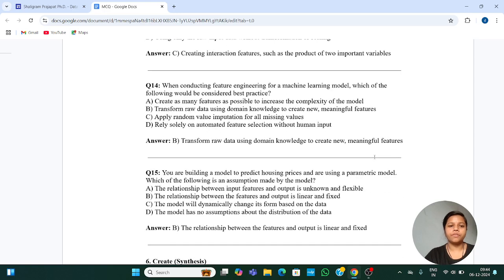Next question: when conducting feature engineering of a machine learning model, which of the following would be considered best practice? The answer is option B, transforming raw data using domain knowledge to create new meaningful features.